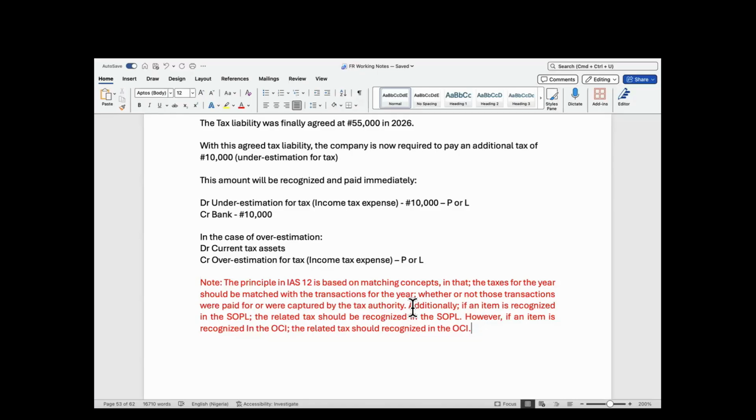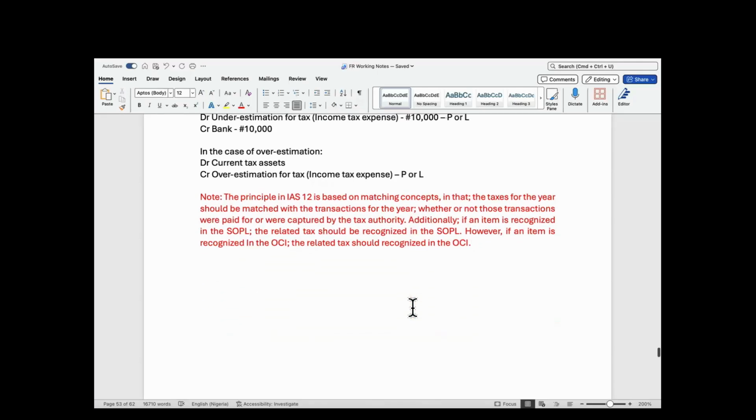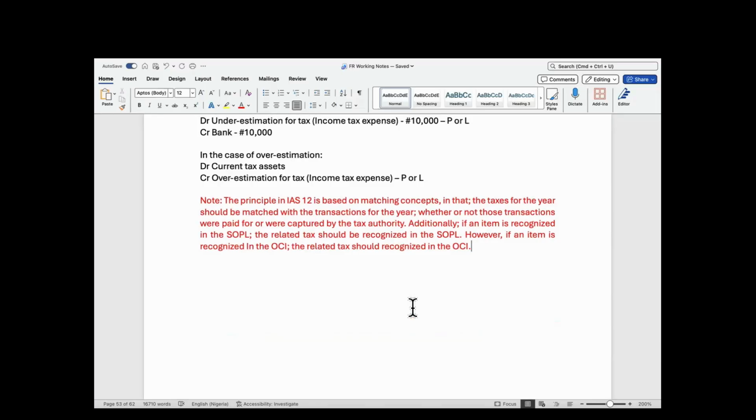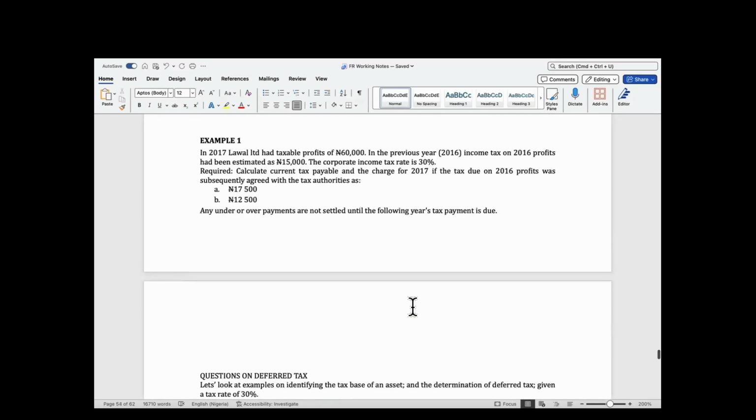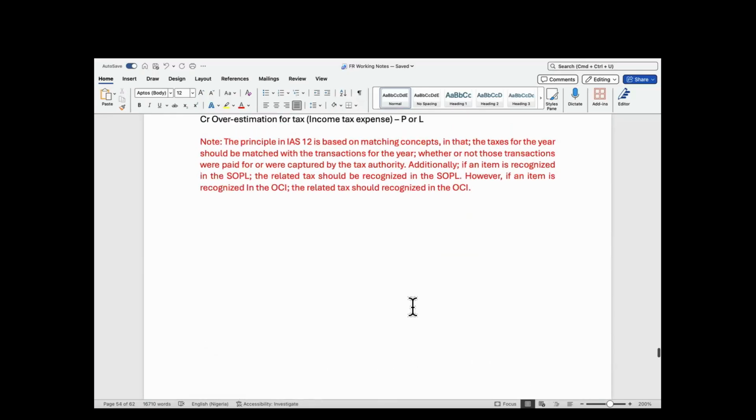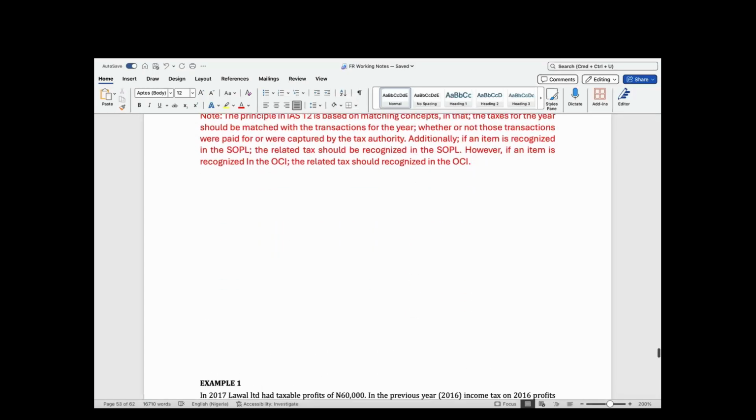But this is the idea of IAS 12. It's based on the matching concept. So that is all for current taxes. So let's solve some questions. Oh, let me explain deferred tax first so I know that I'm done with my explanation. Then we can solve questions.